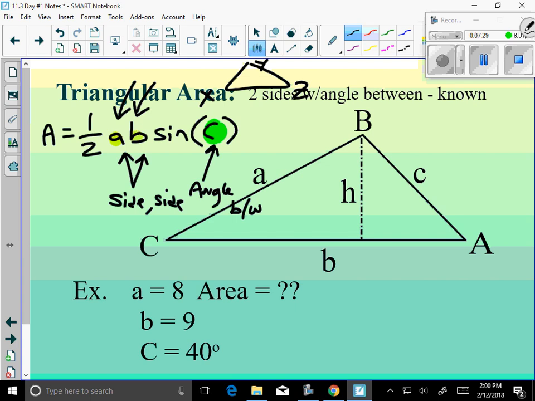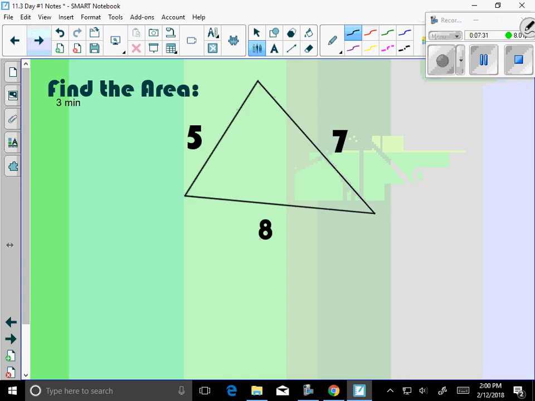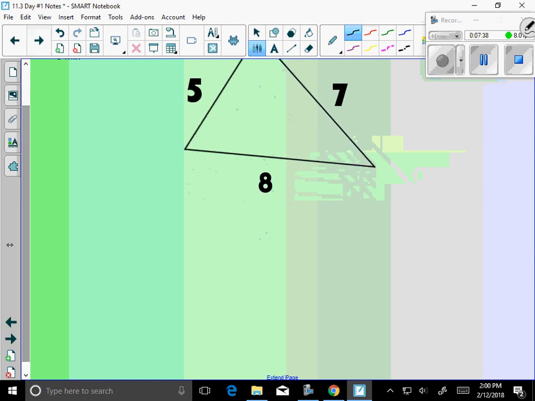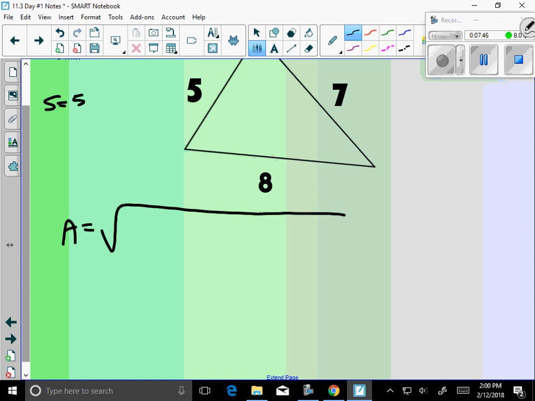Okay, cool. So let's do a Heron's formula. Find the area of that. Area is, well, we got to figure out S. S equals 5 plus 7 plus 8 divided by what? 2. Don't divide by 3, children. That's 20 divided by 2. So S equals 10.